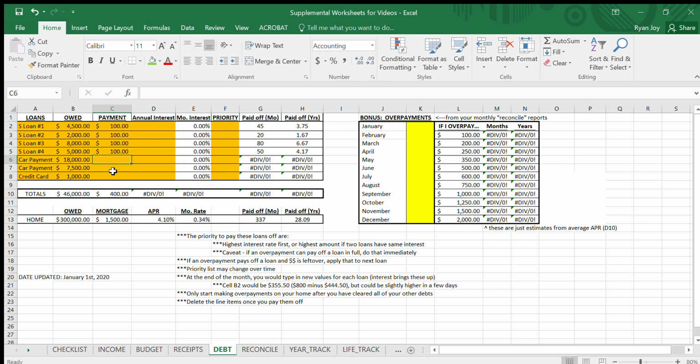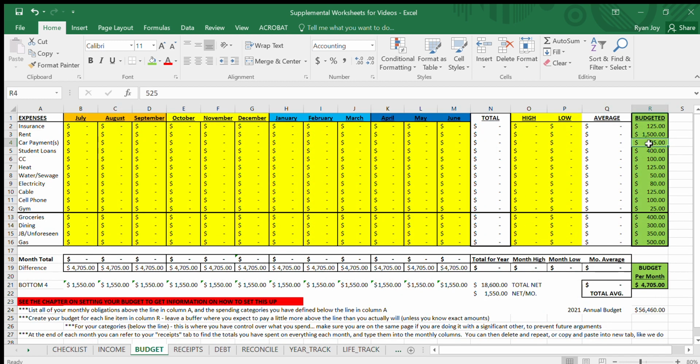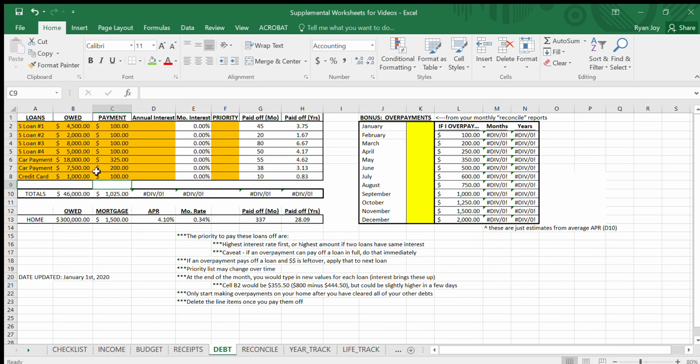And for the first car payment, it's $325 a month, and on the second car it's 200 a month, and the credit card payment is about $100 per month. So again, this is something that you would do a little bit of research just to make sure that it lines up with the budget. So there should be about $525 in car payments. Credit cards, your minimum payment is $100 per month. So that's $1,025 of your budget, which is pretty substantial.